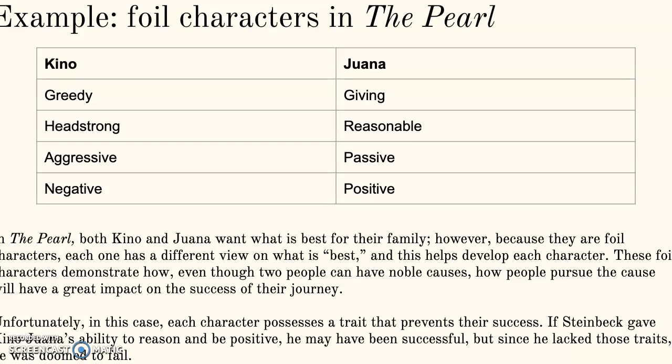And then you notice at the bottom, I did a little bit more explanation of my thoughts after I made these notes. So in The Pearl, both Kino and Juana want what is best for their family. However, because they're foil characters, each one has a different view on what is best. And this helps develop each character. These foil characters demonstrate how, even though two people can have noble causes, how people pursue the cause will have a great impact on the success of the journey. Unfortunately, in this case, each character possesses a trait that prevents their success. If Steinbeck gave Kino Juana's ability to reason and be positive, he may have been successful, but he lacked those traits, and he was doomed to fail.